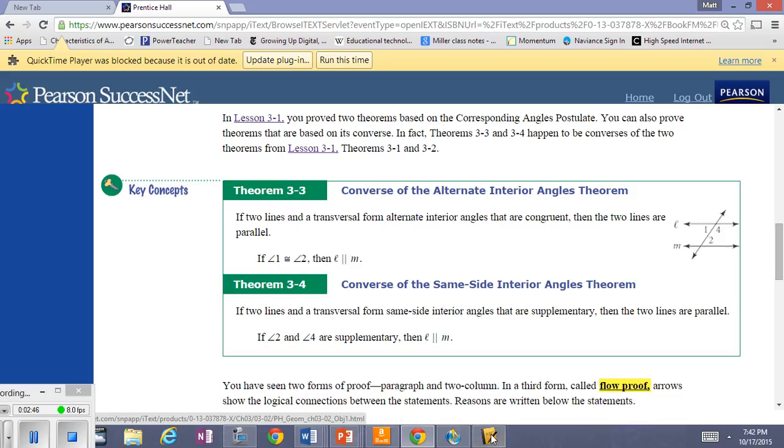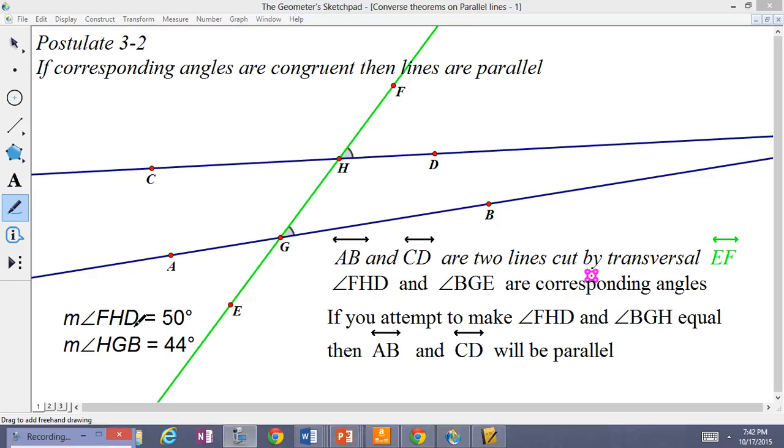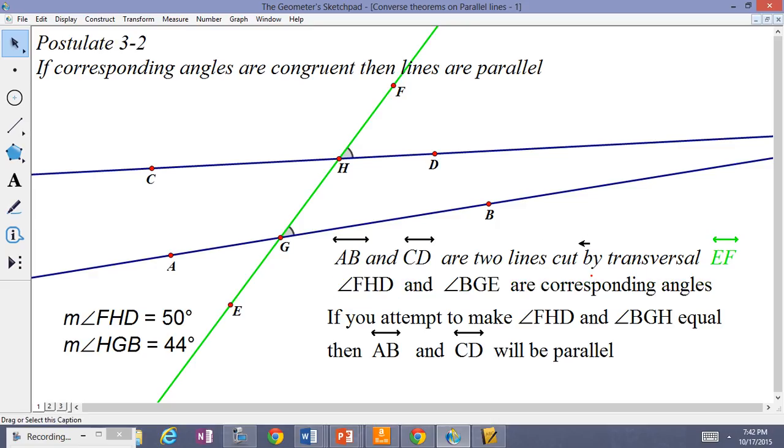So I'm going to illustrate these here with this Sketchpad model that I did. Okay, so this is demonstrating the converse of the corresponding angles postulate, stating that if corresponding angles are congruent, then the lines are parallel. So we start off with what we have here, which seems to show no parallels. The angles here, as marked, FHG and HGB, as you can see, are clearly not equal, and the lines are clearly not parallel.